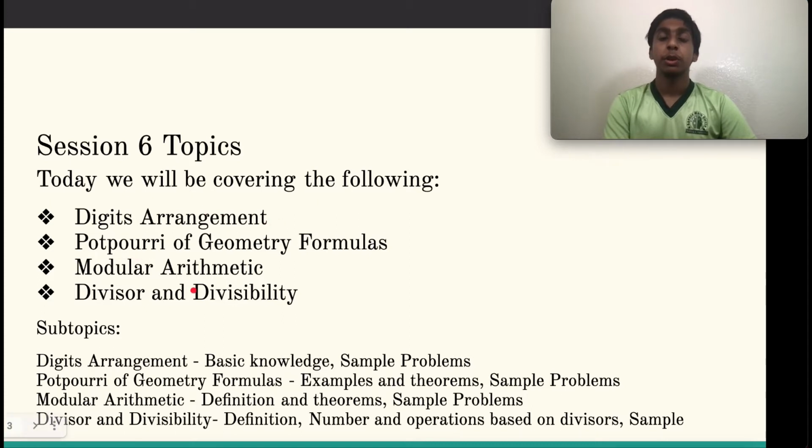The next one is we're going to be going over some geometry formulas. Obviously, we won't have time to go over each and every single small formula, but we'll be going over the broad topics that will help you in the overall concepts of MATHCOUNTS. We'll also be going over modular arithmetic, and finally, divisors and divisibility. Under these, we have subtopics: basic knowledge and sample problems for digit arrangements. For geometry formulas, we have examples and theorems, as well as sample problems. For modular arithmetic, we have definitions and theorems, as well as sample problems. And for divisors and divisibility, we have the definition, numbers and operations based on divisors, and the sample problem.